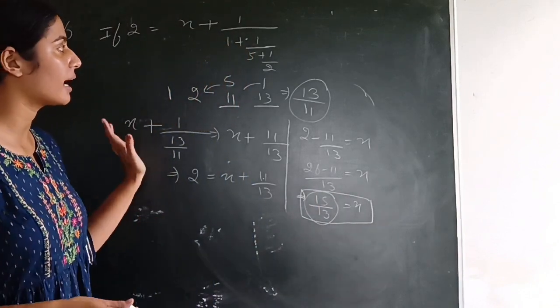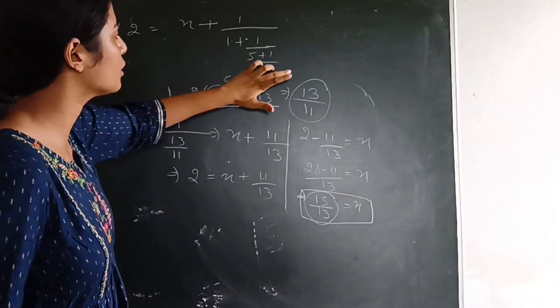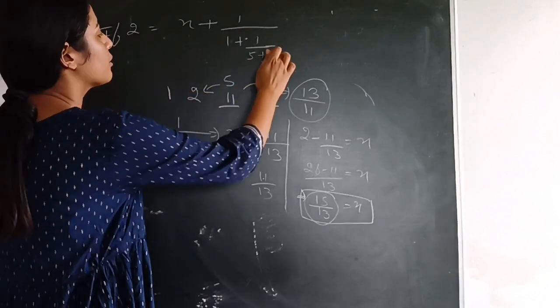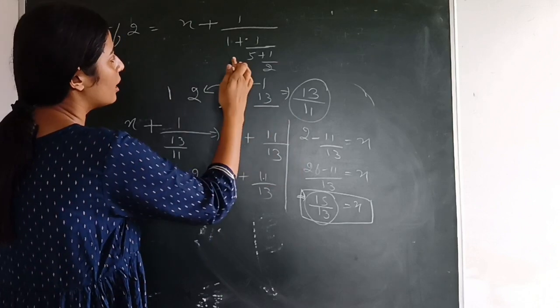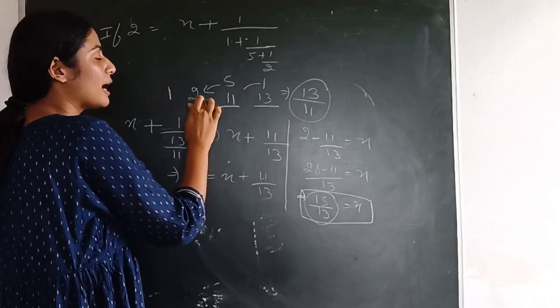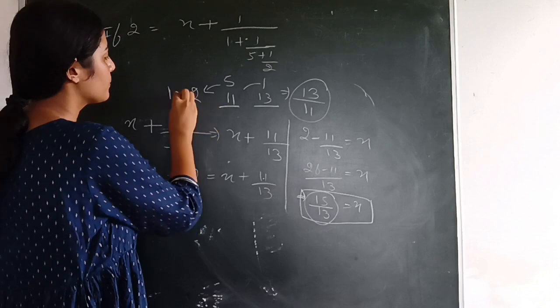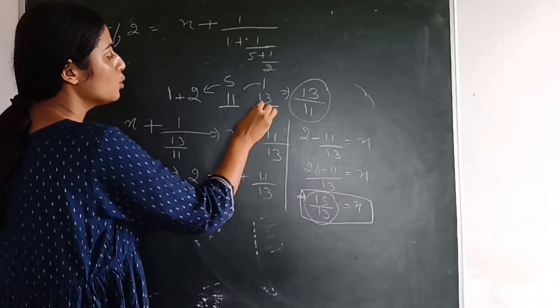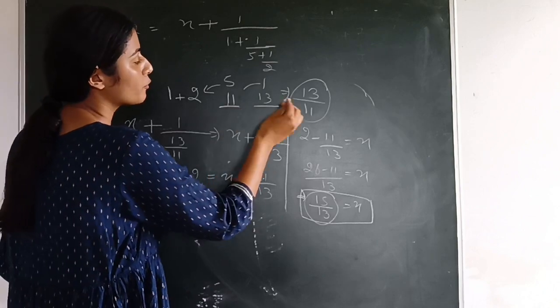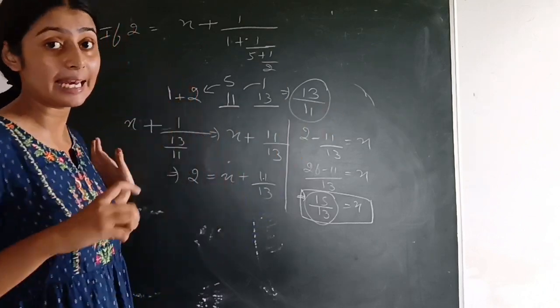I will explain this again. We have to find out the value of this first. We wrote fraction 1, 2 and 2 dashes, 5 and 1. We'll multiply 5 with 2, that is 10 plus 1 is 11. 1 into 11 is 11 plus 2, 13. So we got fraction from here, that is 13 by 11.